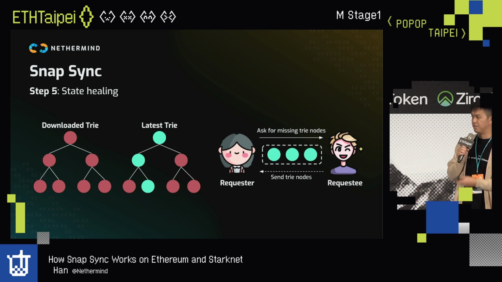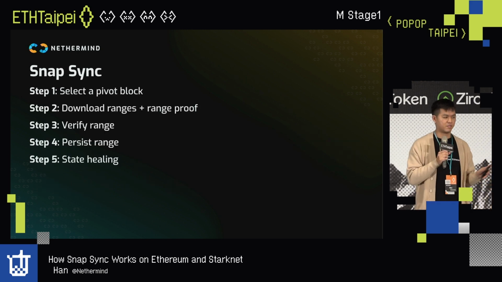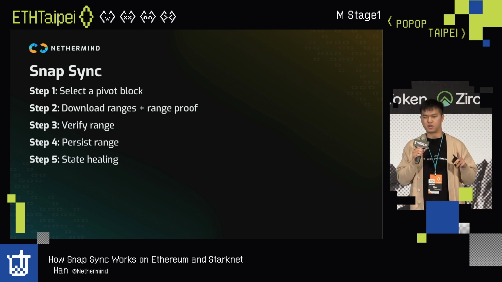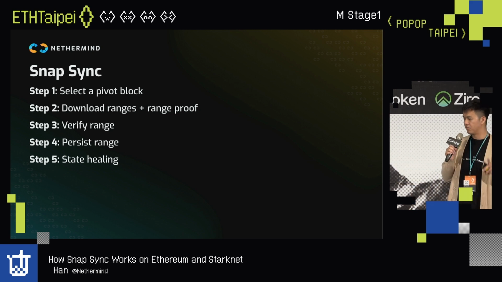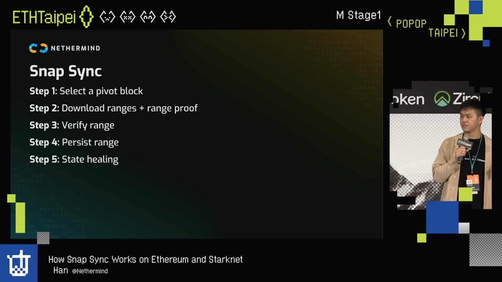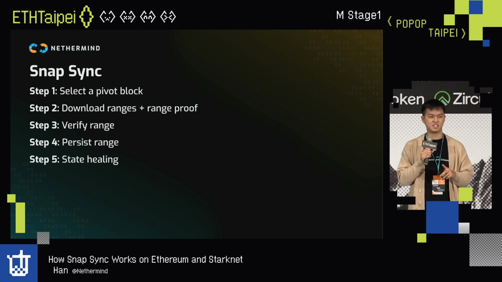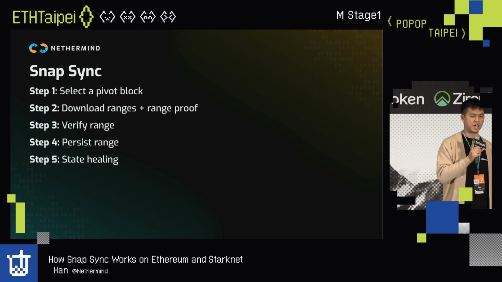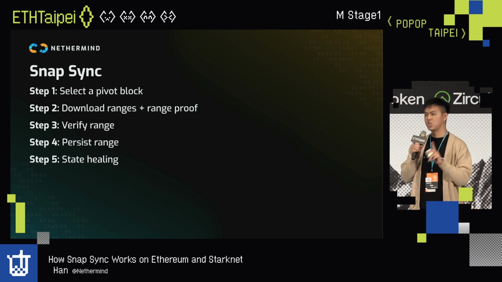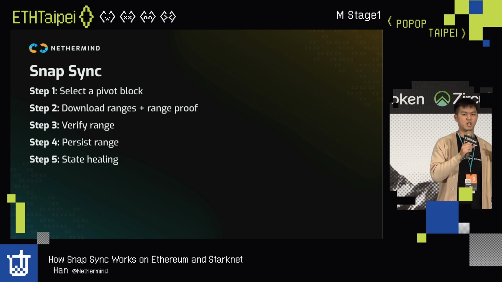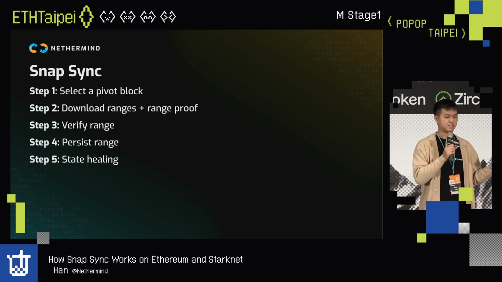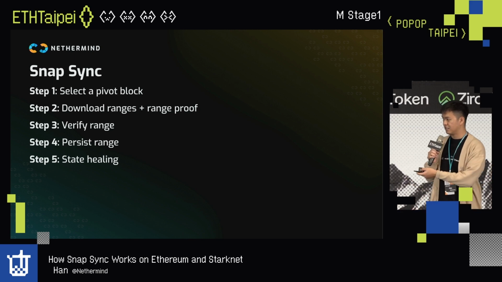So yeah, to recap, SnapSync, 5 steps. Select a pivot block, download all of the ranges plus the range proof up until that pivot block, verify the range, persist the range in the database, and then once everything is done, perform state healing, make sure it's fast enough such that you can reconstruct the state to catch up with the latest chain head. And from there, once you have caught up with the latest chain head, you can then do the regular syncing by executing block by block. So yeah, this is SnapSync.